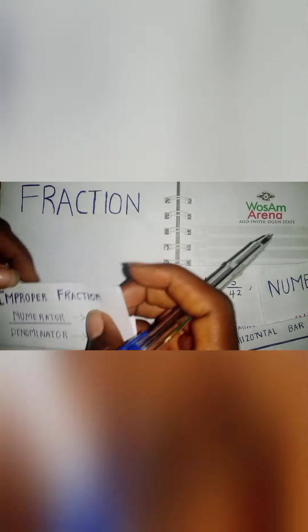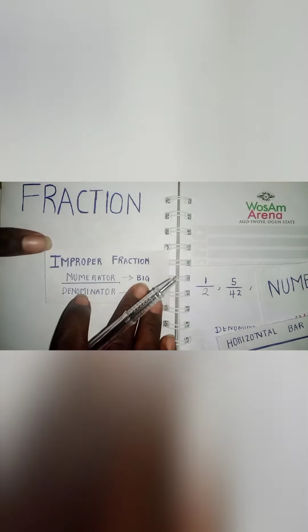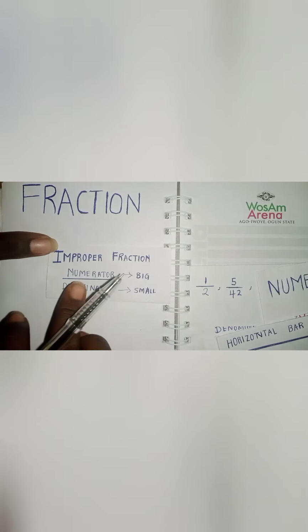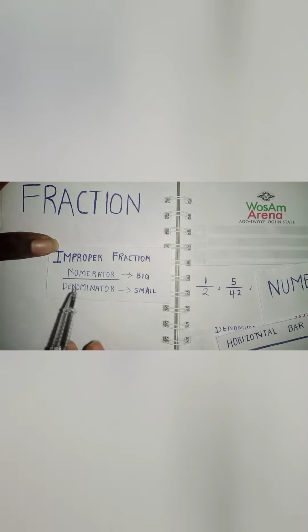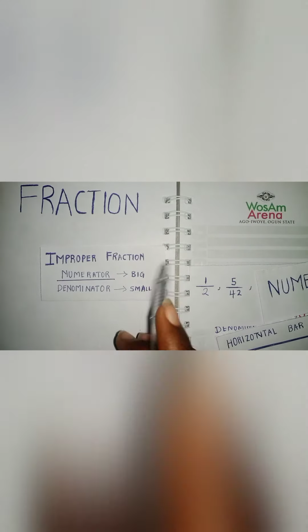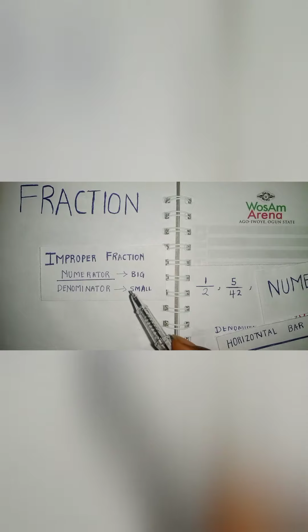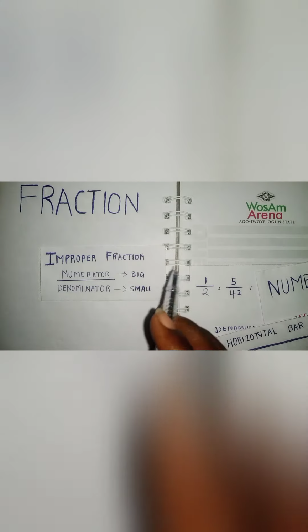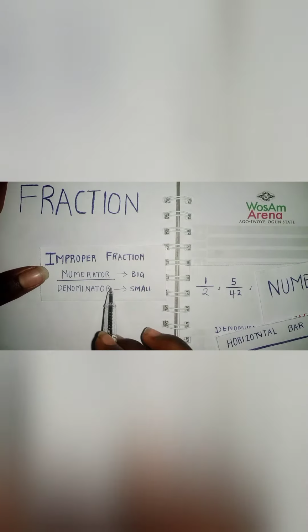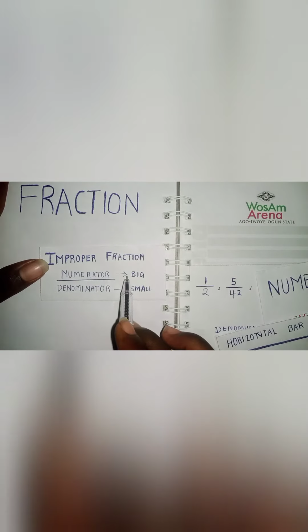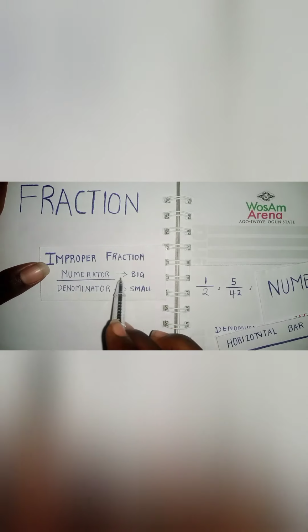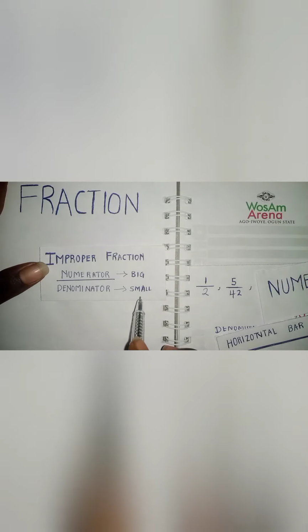We have different types of fractions, so you don't have to worry yourself. Now we'll be talking about the first type of fraction, which is the improper fraction. What is an improper fraction? Like I said, they all have a numerator and a denominator, but there is a difference. For an improper fraction, the denominator is always smaller than the numerator. The numerator is always bigger than the denominator.